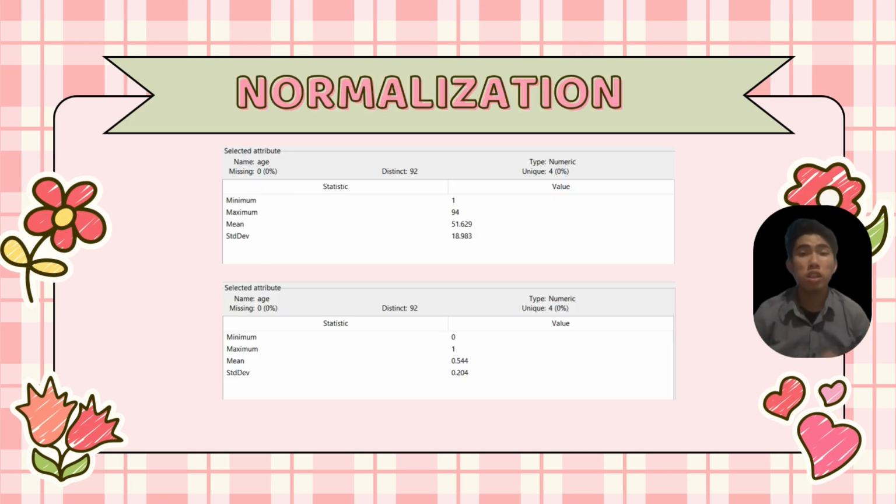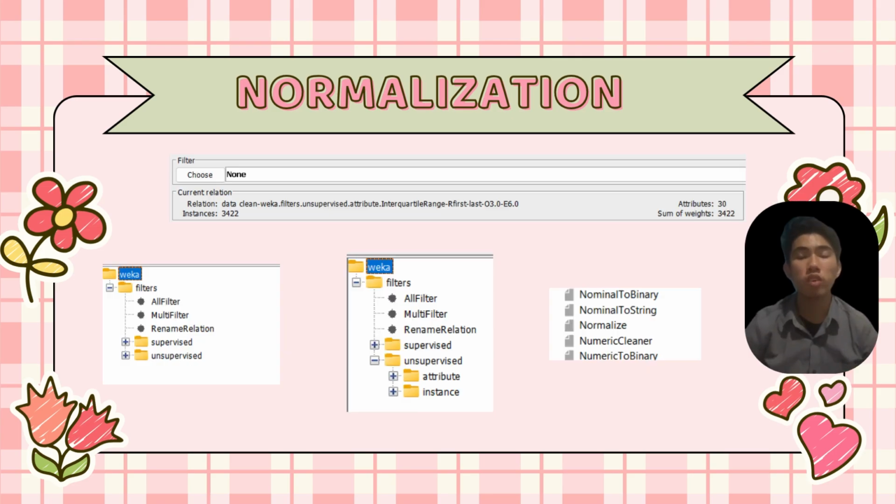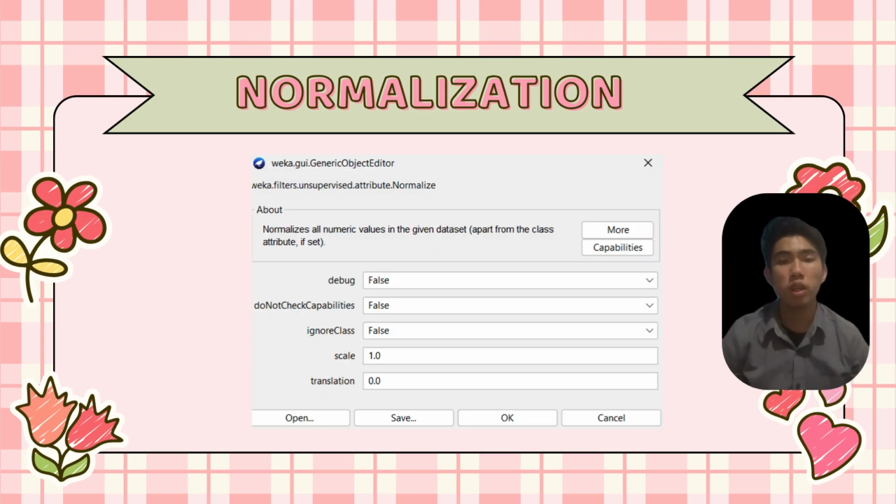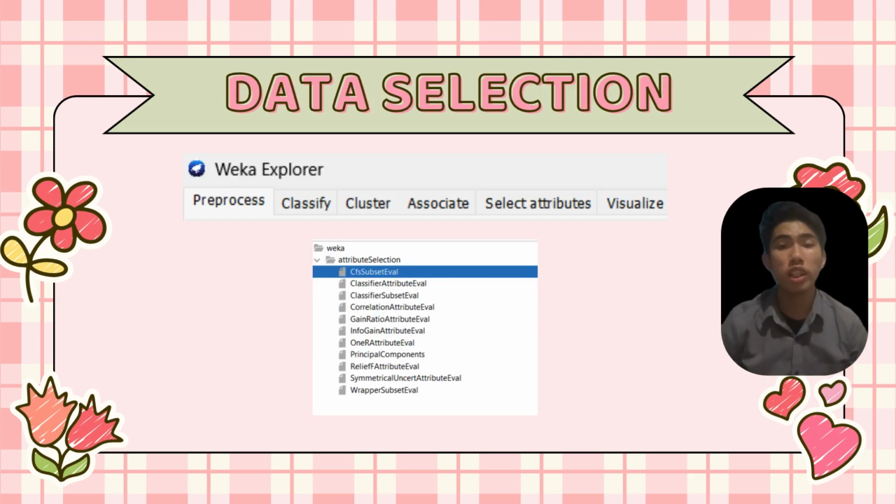Next, we do normalization. Normalization is an important data transformation technique in data mining that adjusts numerical features to a standard range, typically between 0 and 1. To do it, first we select Choose filter, then we select unsupervised attribute and we find Normalize. In properties, we change scale to 1 and translation to 0. Lastly, we apply it.